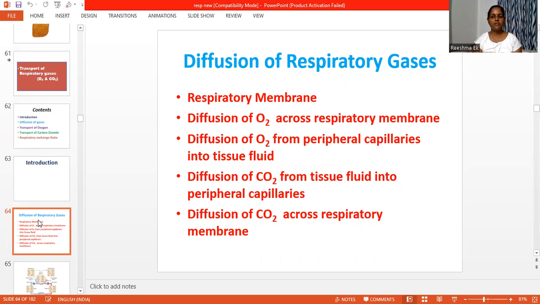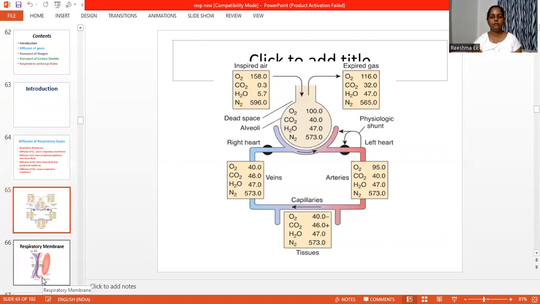So diffusion of respiratory gases includes respiratory membrane, diffusion of oxygen across respiratory membrane, diffusion of oxygen from peripheral capillaries into tissue fluid, diffusion of carbon dioxide from tissue fluid into peripheral capillaries, diffusion of carbon dioxide across respiratory membrane. This is about the concentration of each gas in inspired air, expired air, then veins, arteries, and tissues.